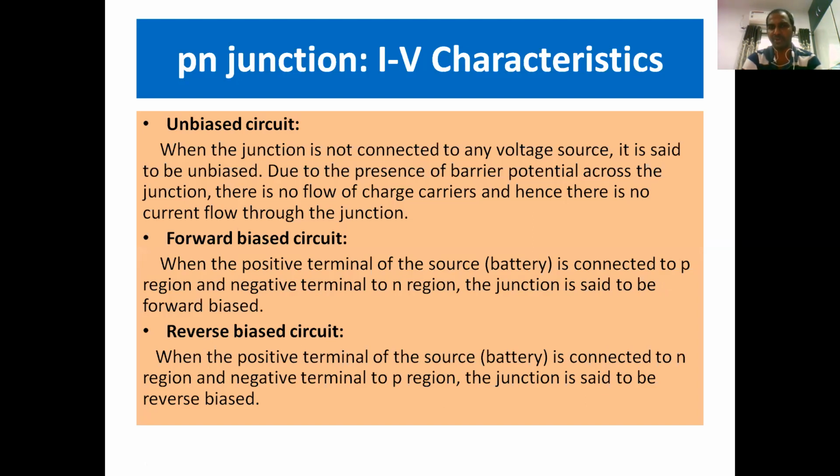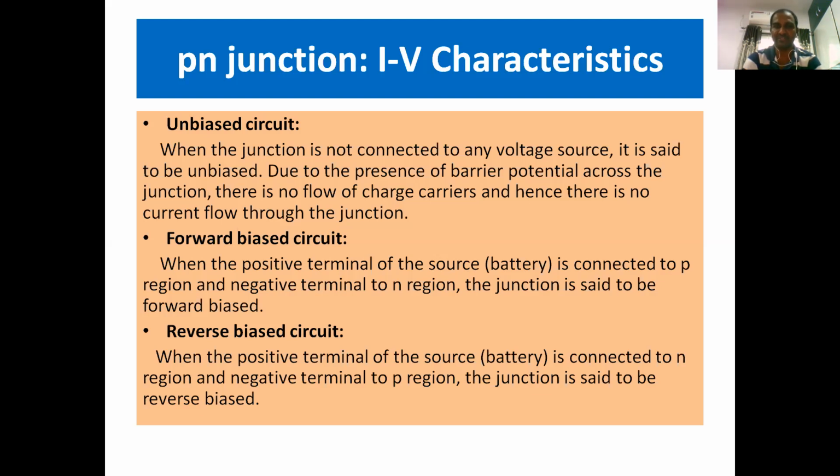Unbiased circuit means there is no connection of an external battery or source. That means the junction is not connected to any voltage source. Then, if you operate the PN junction diode under forward bias, the positive terminal of the source is connected to the P region and the negative terminal is connected to the N region. The junction is said to be forward biased.